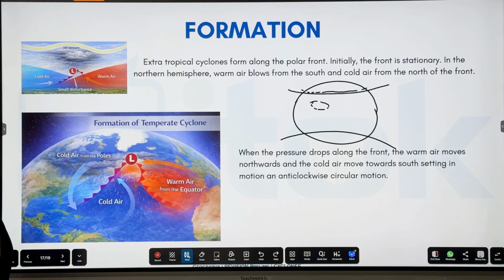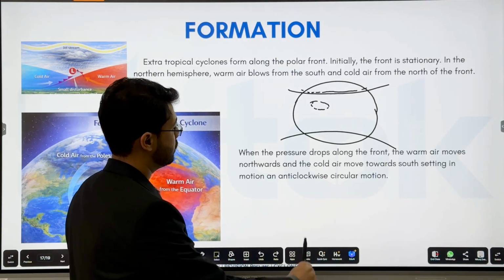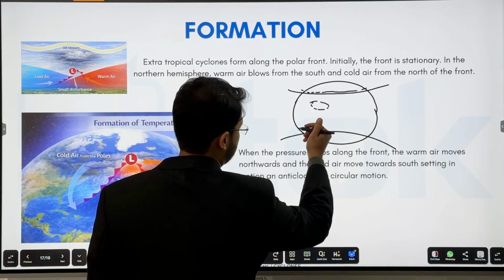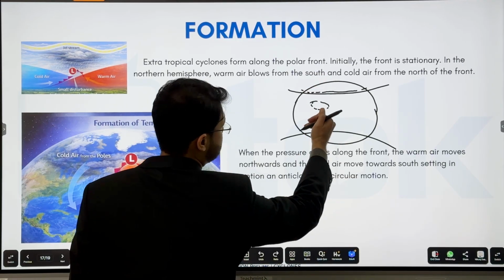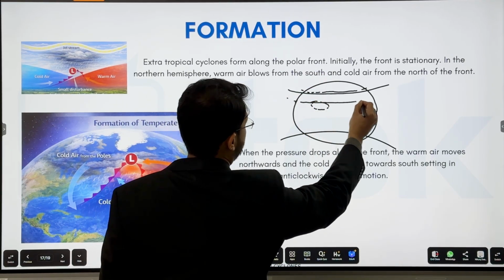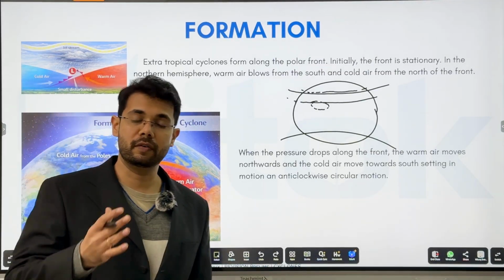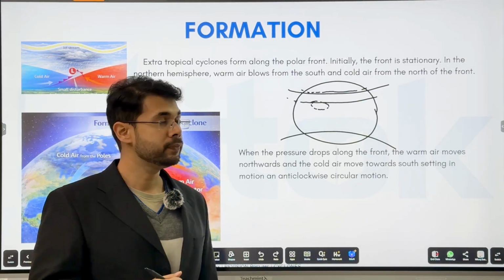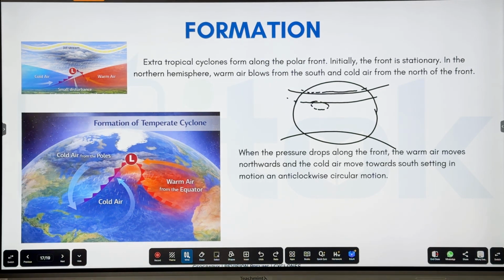Why does that happen? Remember ITCZ. During the winter months, ITCZ is below, in the Tropic of Capricorn. So the polar front also comes down to around 40 degrees north. So the polar front can easily form around 40 to 45 degrees north and south of the equator. That's where a front forms and frontogenesis starts.